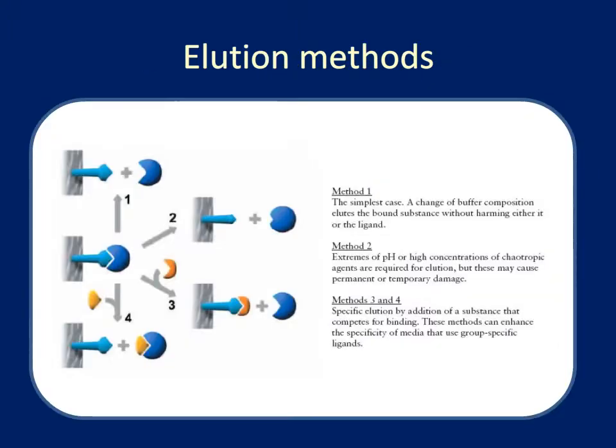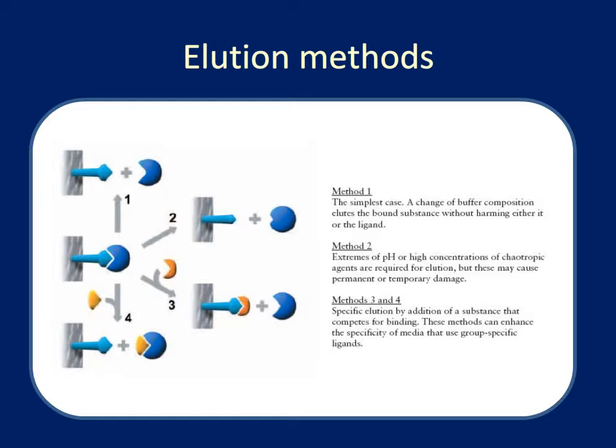This slide shows 4 types of elution methods. Method 1 is a simple change in buffer composition which allows elution to occur or disrupts the interaction between the protein and the ligand on the matrix. For example, for a GST fusion, you may just change the redox potential in order to elute the GST from the glutathione ligand. The second method, probably the least preferred method, is to go to extreme pH or denaturant in order to disrupt the interaction between the ligand and the protein.